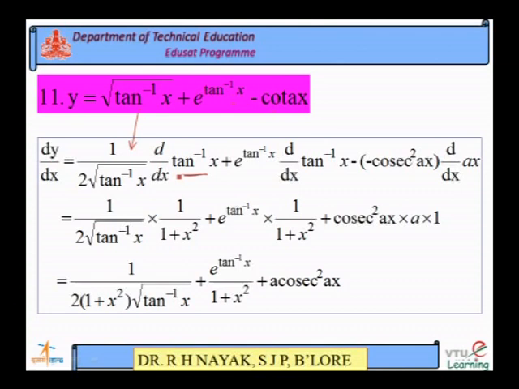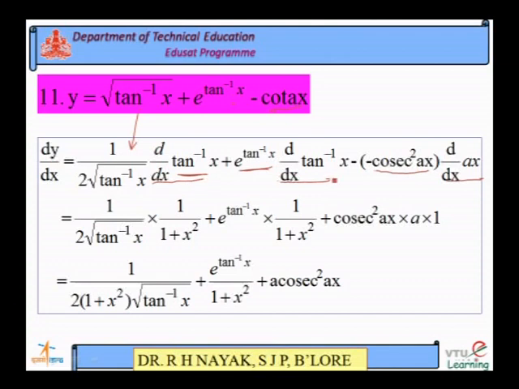Differentiation of e to the power of function is e to the power of function into d by dx of function, again here the function is tan inverse x, minus cot of function. Differentiation of cot x is minus cosecant square x, right. So, according to that, cot function differentiation is minus cosecant square function into d by dx of function. Wherever we have d by dx, that is to be differentiated, other things are taken as it is.